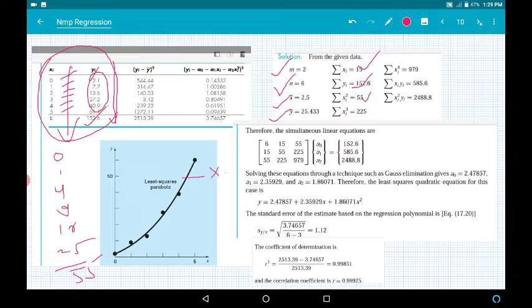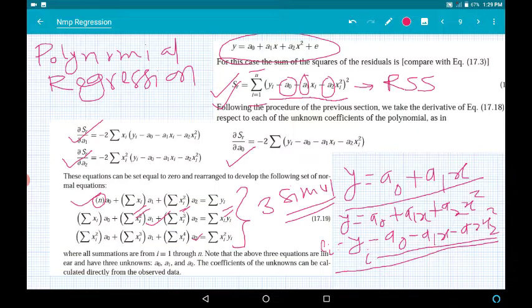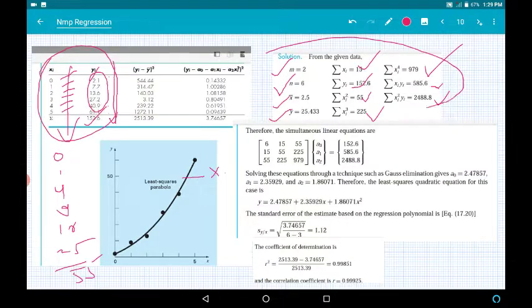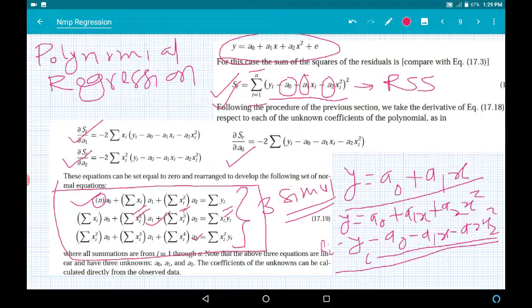I also need summation of xi cube, summation of xi to the power 4, and summation of xi into yi. All these values can be calculated manually; it is not a big deal. Once you get these values, you put them in the earlier equations. This particular set of equations has to be prepared, and whatever we have calculated will be substituted here. After substitution, we'll get simultaneous equations.